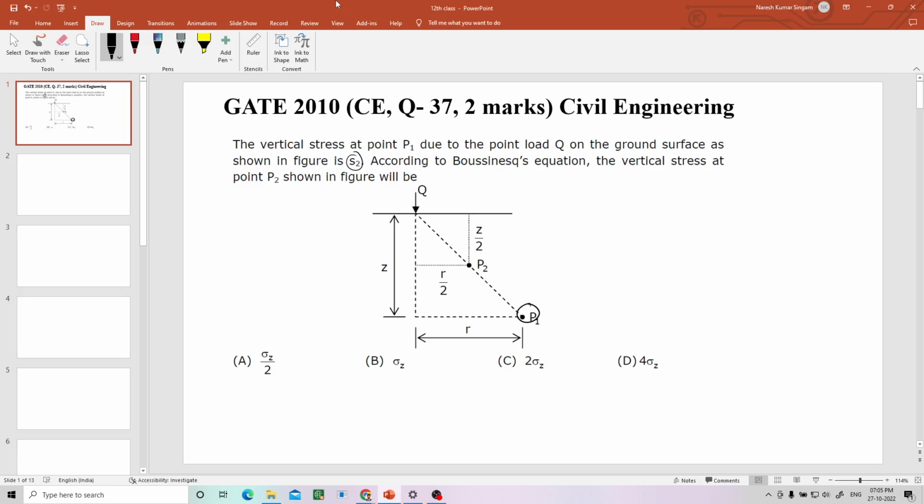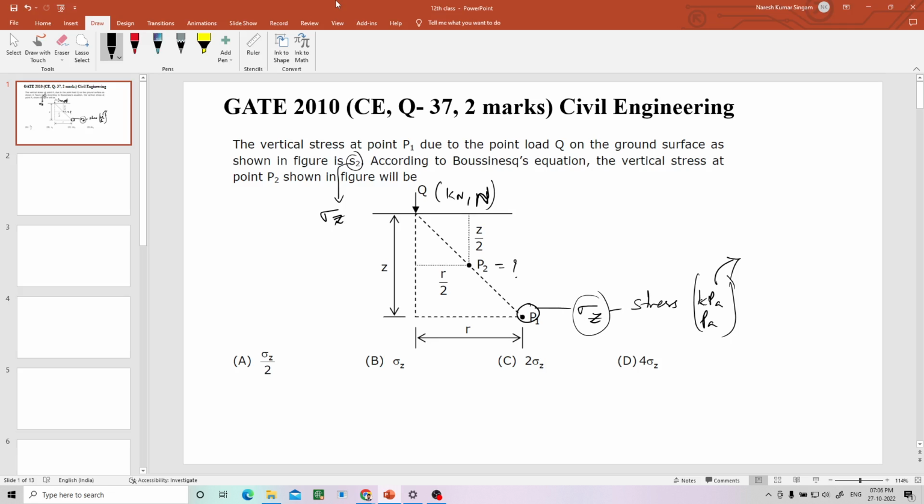this is actually sigma z. Okay, this is misprinted. This is sigma z, the stress due to this load. It can be in kPa or pascals, any stress units. Q is in kilonewton or newton, force units. According to the Boussinesq equation, we have to find the vertical stress at point P2 based on this given data.